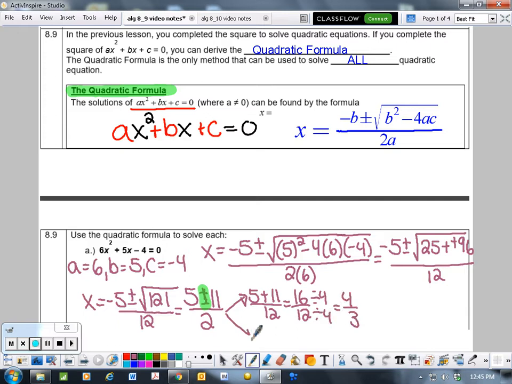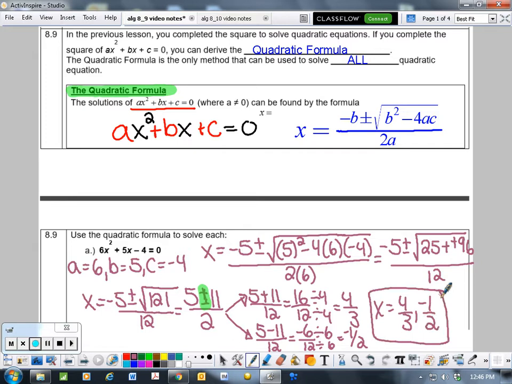And then I can also do the minus part. Negative 5 minus 11 divided by 12, which is negative 16 over 12. They can both be divided by 4, which gives us negative 4/3. So now I have my 2 answers. X is 1/2, and it's also negative 4/3. And there's our answer. So the nice thing about the quadratic formula, it works every time, and it's the same thing over and over and over. So once you get the hang of the process, you're fine. Just have to be careful about your negatives and doing your order of operations correctly.